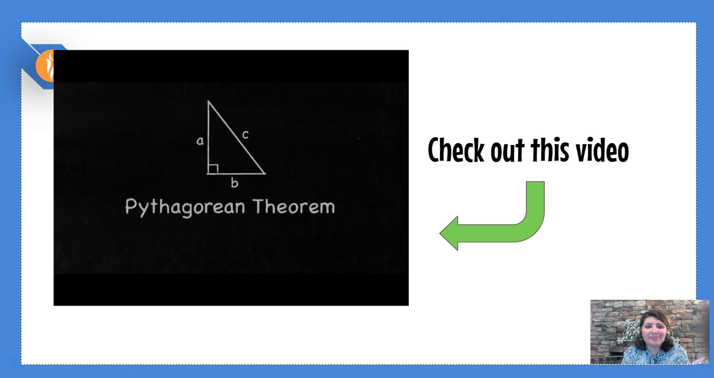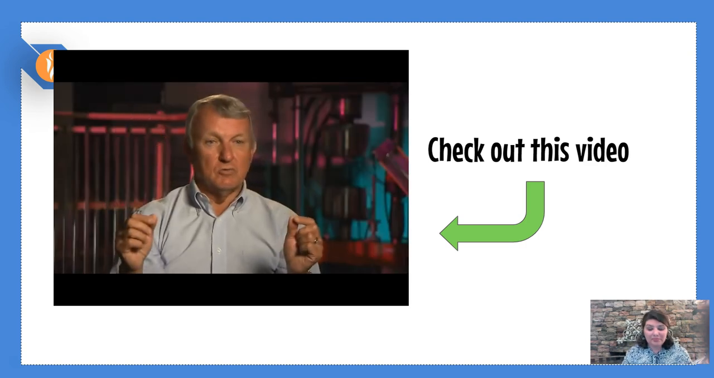On a right triangle, the two adjacent sides, A and B, are called the legs. The longer side, opposite the right angle, C, is called the hypotenuse. The Pythagorean theorem simply states A squared plus B squared equals C squared. The square of the length of the hypotenuse is equal to the sum of the squares of the lengths of the other two sides.